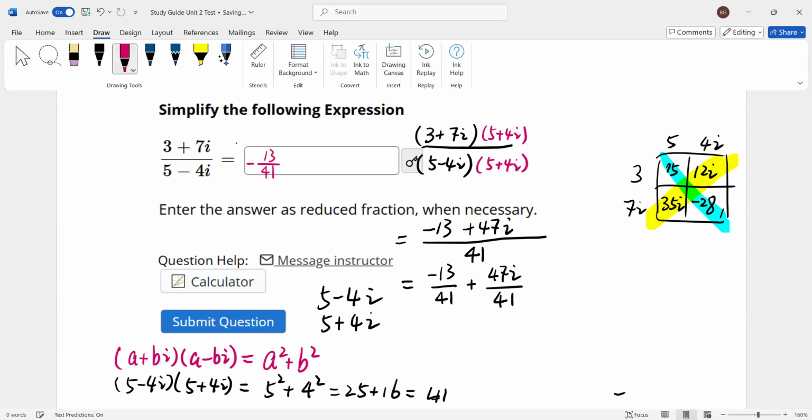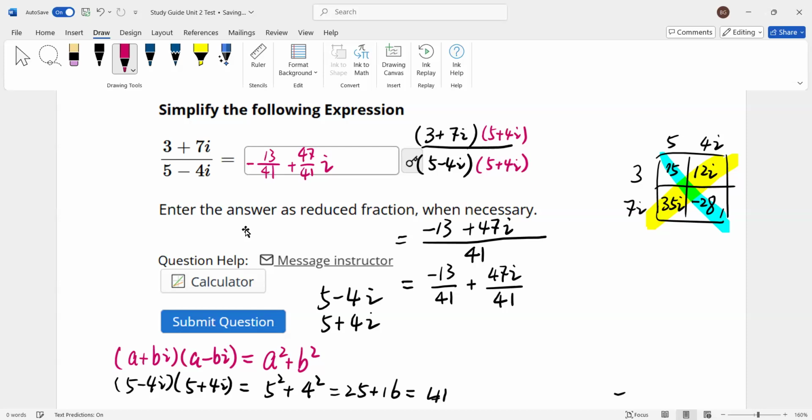And the plus real part, that's real part, negative 13 over 41, imaginary part, 47 over 41, and then times i. I think this result will definitely be correct. Any questions about division of two complex numbers?